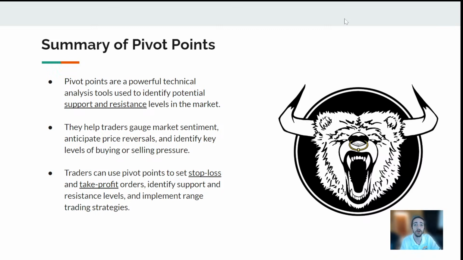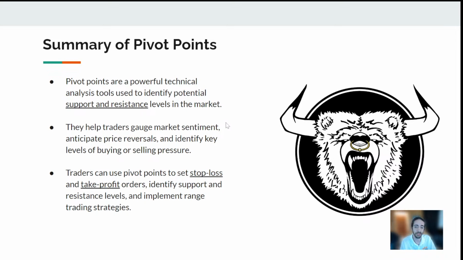Guys, pivot points are huge, especially when you're using them along with knowing how to read higher highs, lower lows, and higher lows, which we'll be going over in just a moment. So traders can also use these pivot points to set stop losses and take profit orders, identify support and resistance levels, and to implement range trading strategies. And that's going to be our next section.